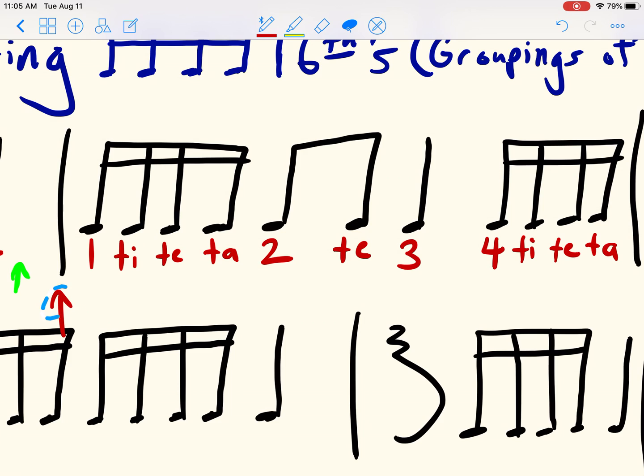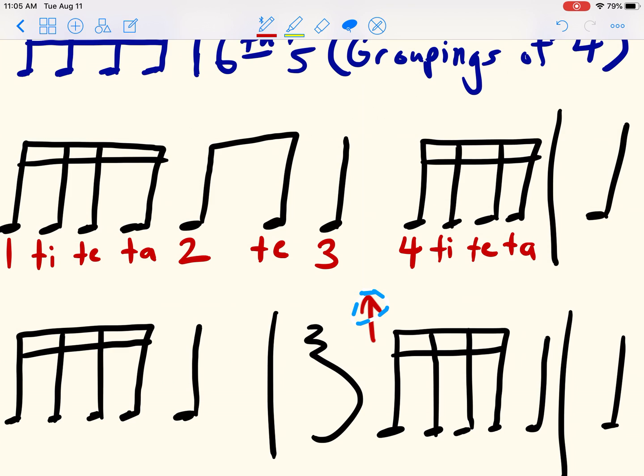Let's try this measure. 1, 2, here we go. 1 ti teta 2 te 3, 4 ti teta. Now we're going to add the downbeat. 1, 2, here we go. 1 ti teta 2 te 3, 4 ti teta 1. Last time. 1, 2, here we go. 1 ti teta 2 te 3, 4 ti teta 1.